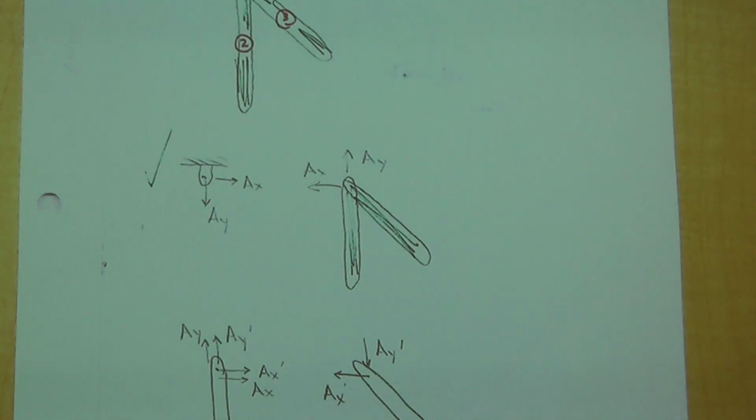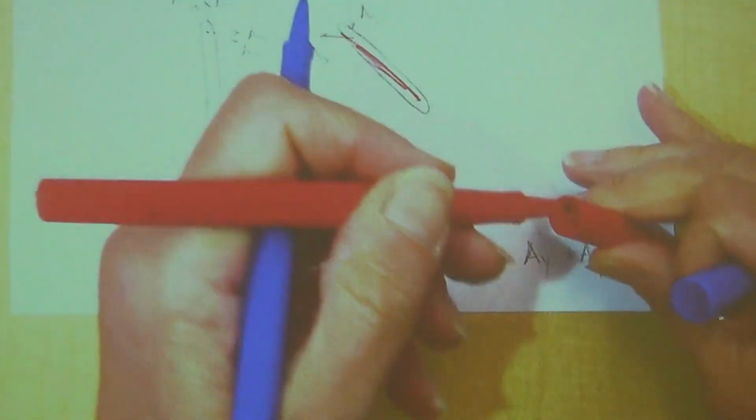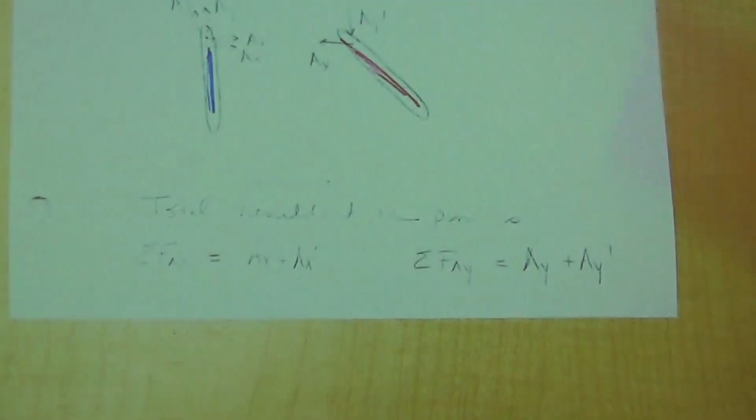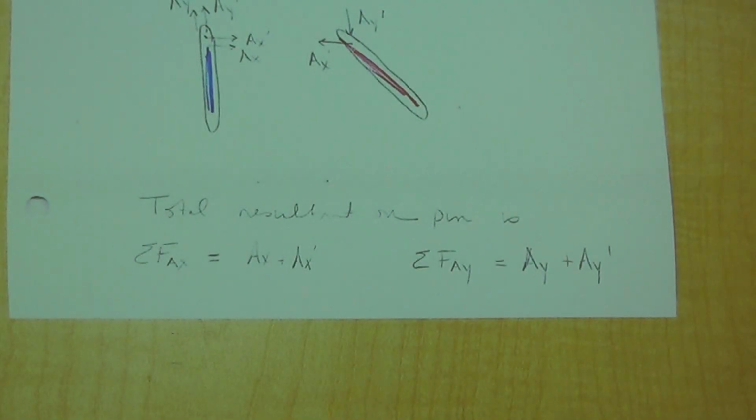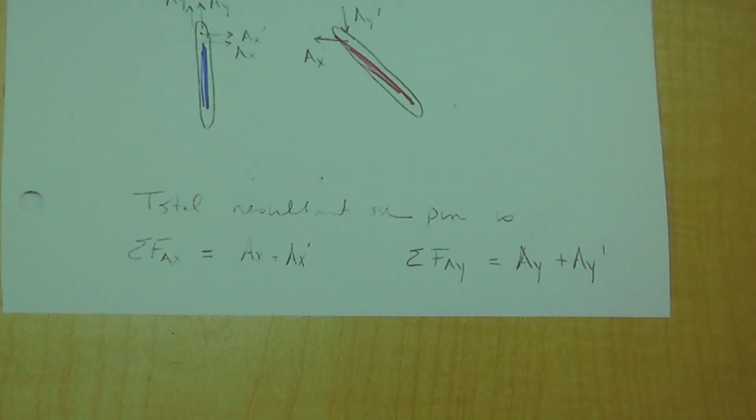Then, when I separate the two greens, I have to account for those also, right? And how did I account for those? By AX prime and AY prime. Do you agree? Every time you separate something, you have to account for it.